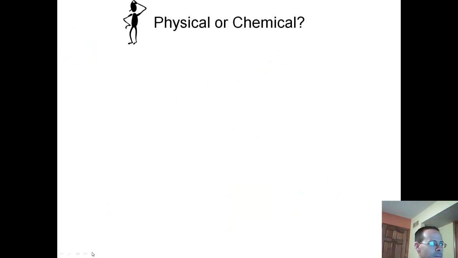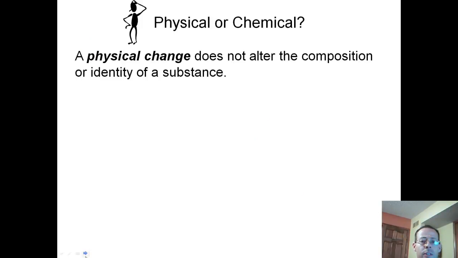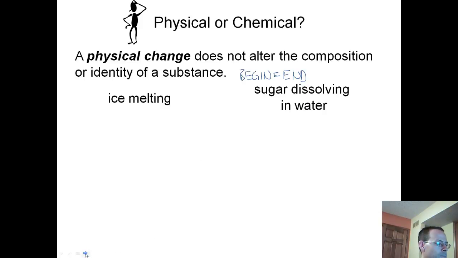Next slide. Physical or chemical. Changes can be either physical or chemical, just like we can have physical or chemical properties. A physical change does not alter the composition or identity of the substance. The easy way to think of this is begin, whatever we start with, equals end. And really we're talking about that molecular level again, or a microscopic view.